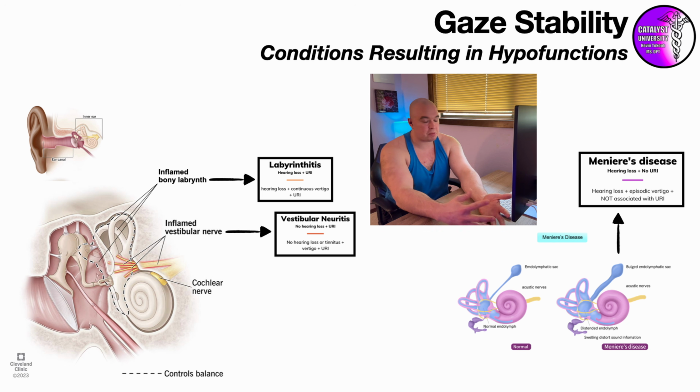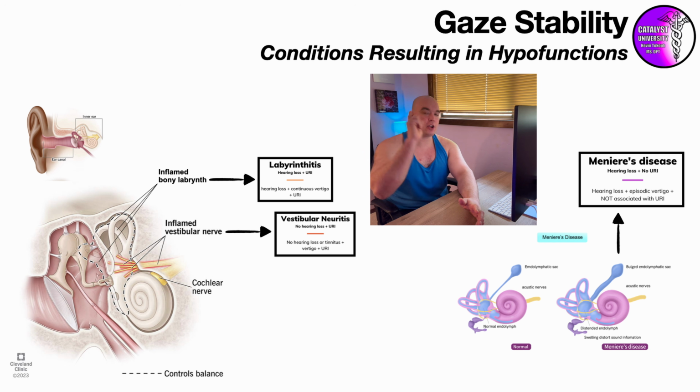There's nothing to explain why the hypofunction would have come in. They just come in, they present with a positive head thrust test, you treat them with gaze stability exercises, and they get better. And great, they got better. But there's not really any reason why it should have developed. It just seemed to happen. It's idiopathic.